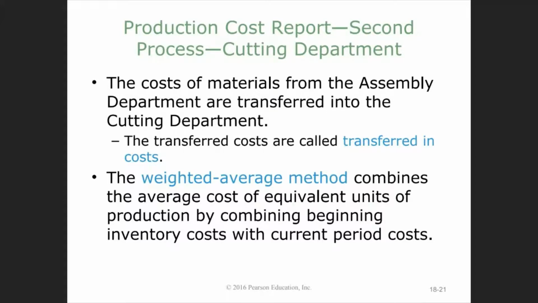All right, so production cost report, second process, cutting department. So the cost of materials from the assembly department are transferred into the cutting department. The transferred costs are called transferred in cost. The weighted average method combines the average cost of equivalent units of production by combining beginning inventory cost with current period cost.